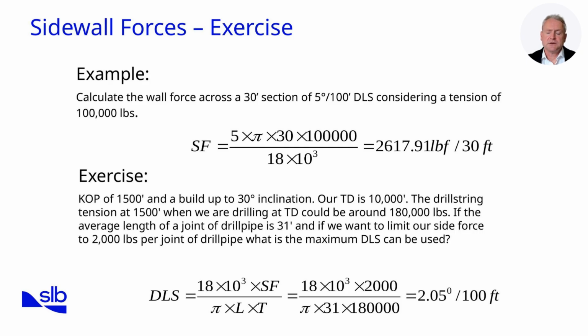If the average joint length is 31 feet and we want to keep the side force below 2,000 pounds per joint, we can rearrange the equation to solve for dogleg severity. Doing that, the maximum DLS comes out at 2.05 degrees per 100 feet. This demonstrates how limiting curvature reduces side force, thereby protecting both the casing and hole stability.